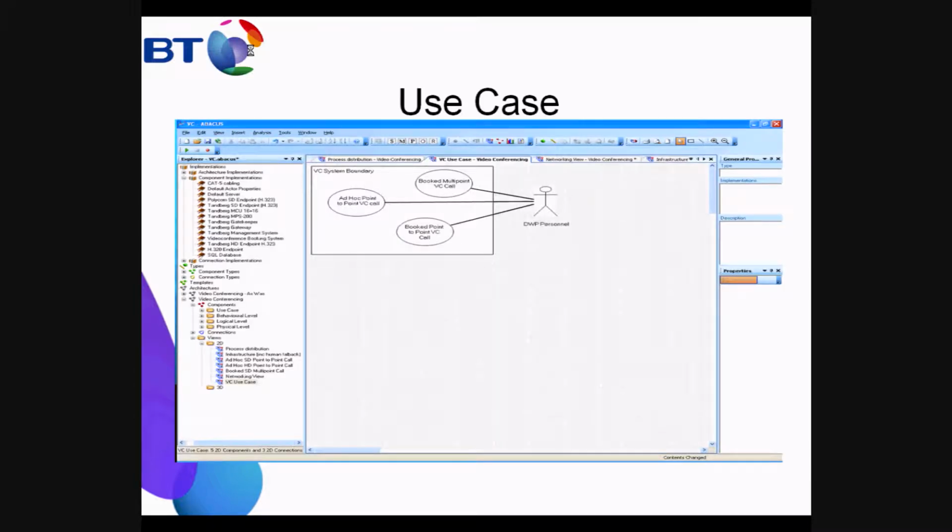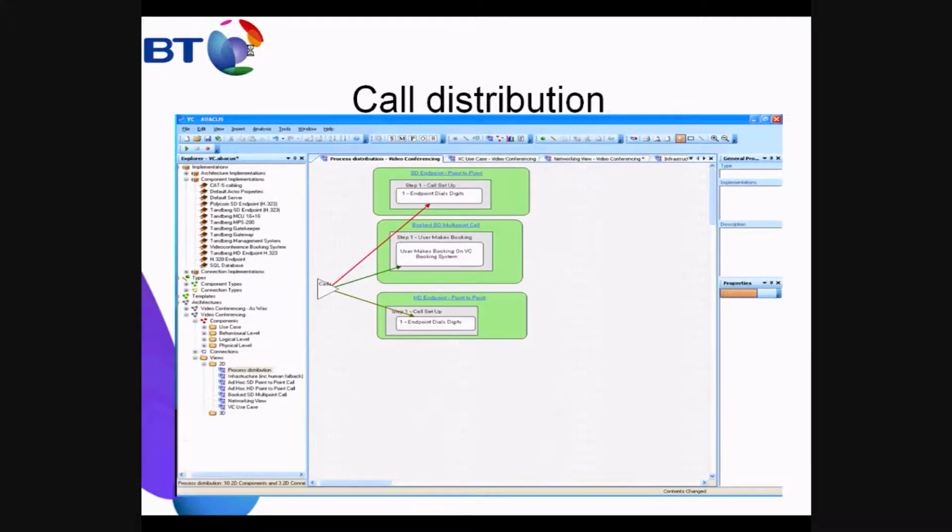So this is the first view then. We've got a use case view. Basically we've got a DWP person and they're interacting with the video conferencing system. We can see they can do booked multi-point VC calls, ad hoc point-to-point VC calls, and booked point-to-point VC calls. This then maps down onto our call flow distribution.